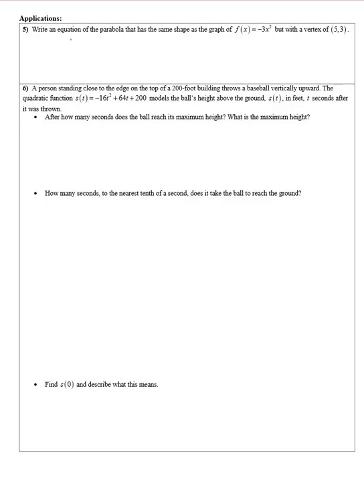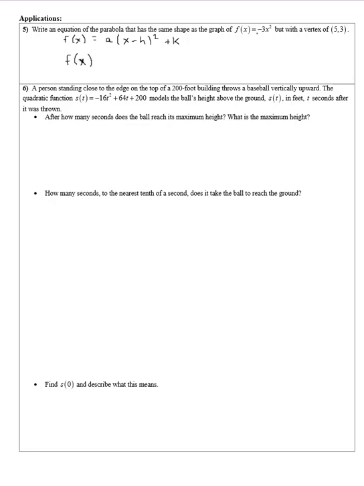For example, write an equation of a parabola that has the same shape as the graph of f of x equals negative 3x squared, but with a vertex of 5, 3. Well, remember, the vertex form of the equation is f of x equals a times, in parentheses, x minus h squared plus k. Remember, h and k are the coordinates of the vertex. So how do we know what a is if we want to find one that has the same shape as negative 3x squared?